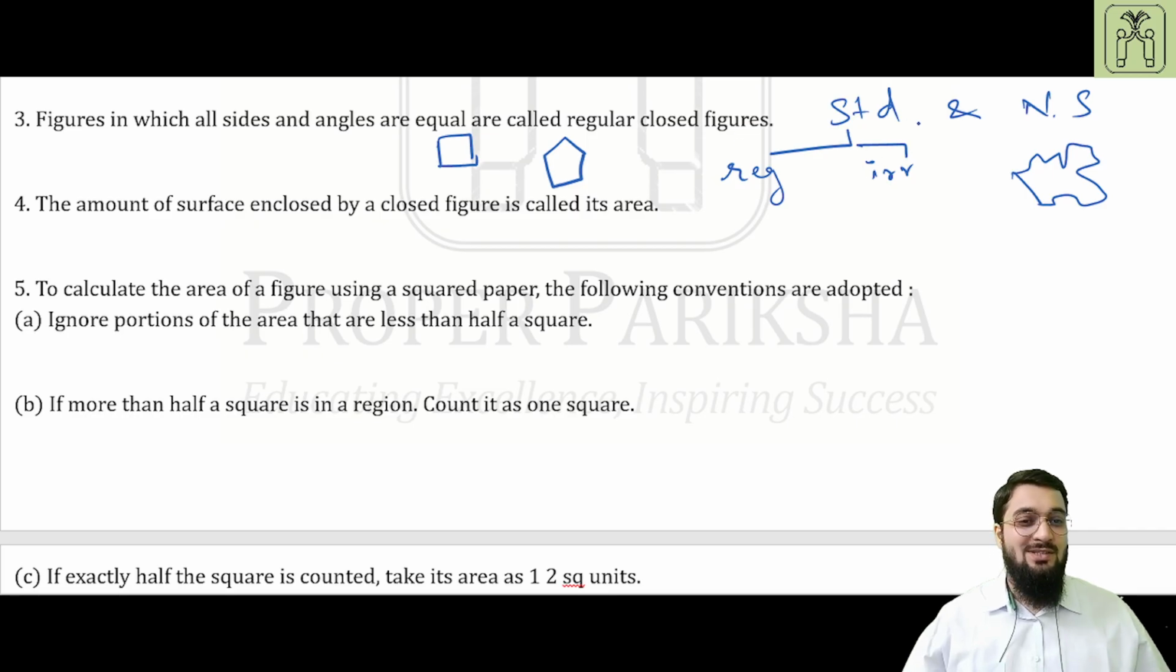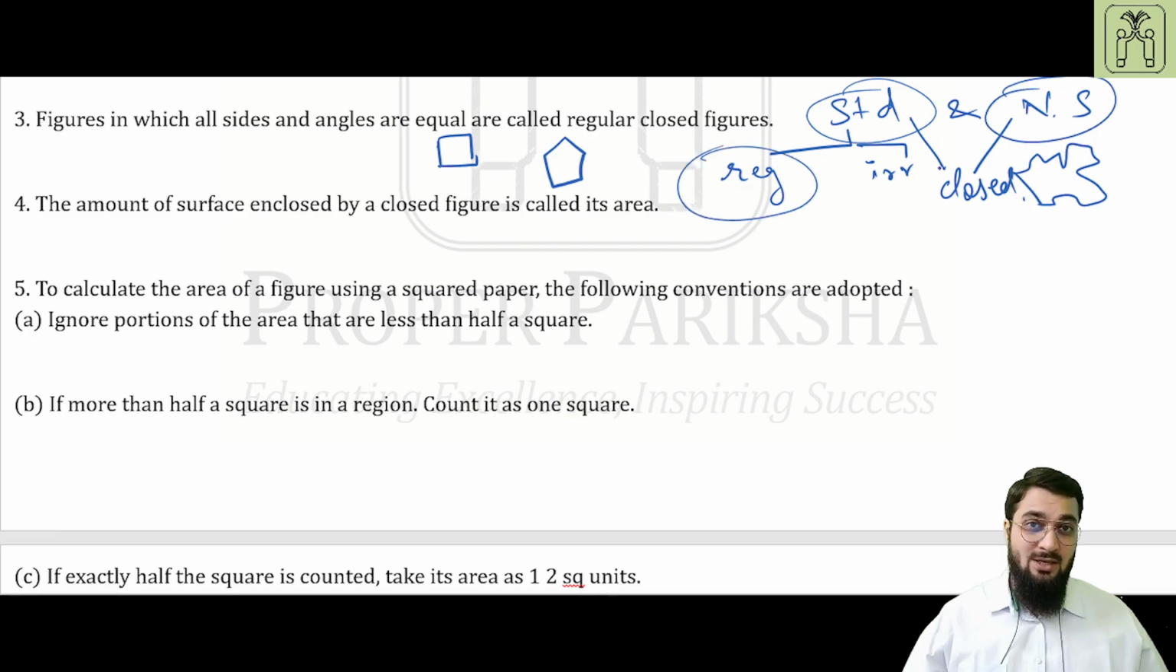So what is the difference between standard and non-standard? Both of them are closed, but the only difference is that standard shapes follow a particular rule, a set of logic among their different edges and angles. These do not follow any. Regular: all the sides are equal and it is a closed figure. Irregular: all the sides are not equal and it is still a closed figure.